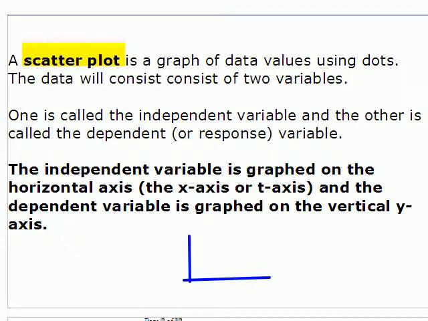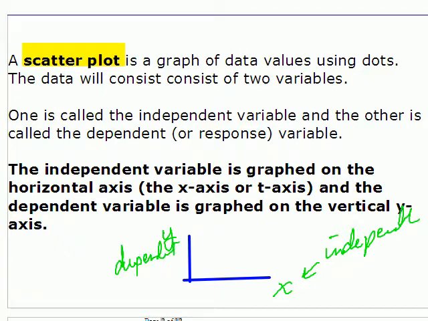So the horizontal axis we'll call X, and the y-axis, the vertical axis, is called Y. That is your response, or your dependent variable. X is the independent variable. You can remember that from algebra. And this is the dependent variable. They'll have real names in the data that you collect, but we're going to just use X and Y.